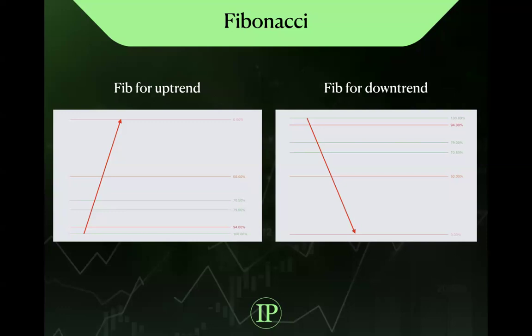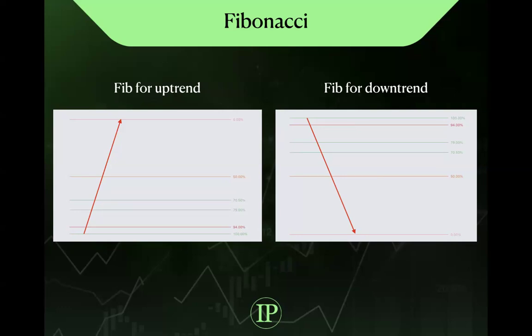An impulse leg is basically a move that happens sharply in the market, either up or down. Usually this impulse is made up of mainly one type of candle. If it's a bullish impulse, then it will all be bullish candles. If it is a bearish impulse, it will all be bearish candles.